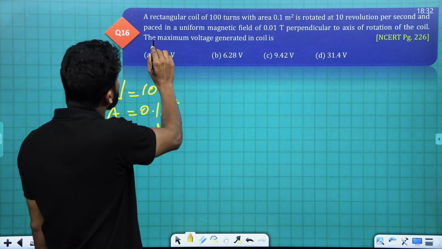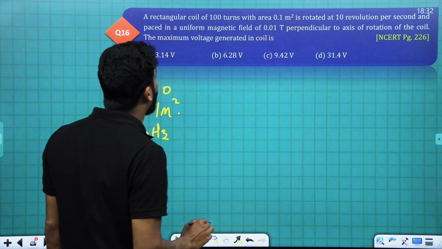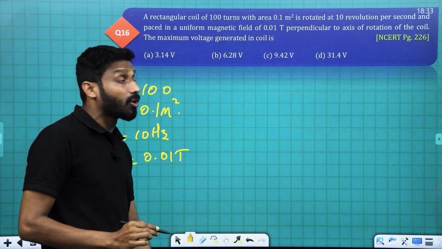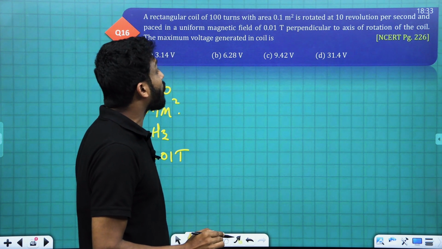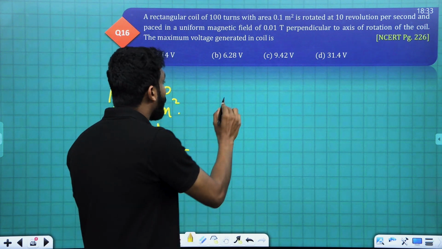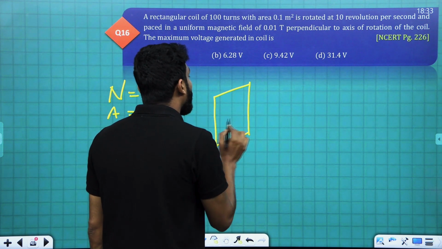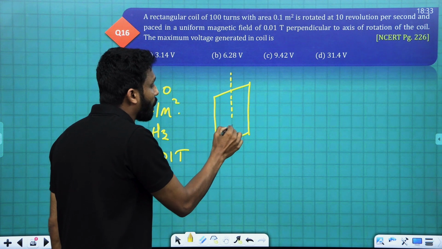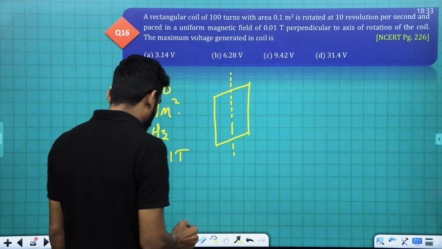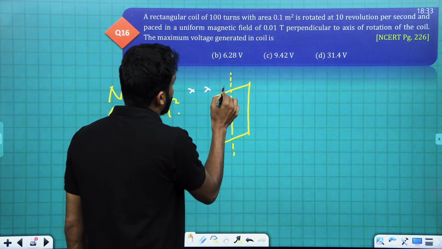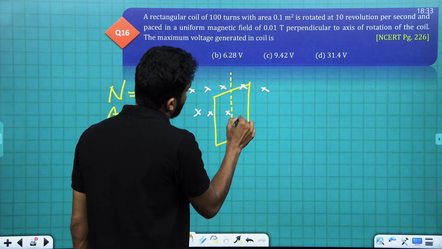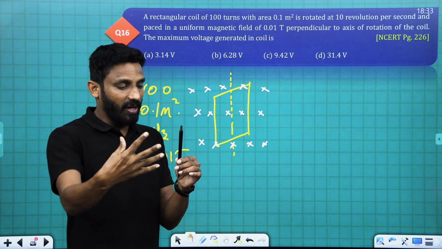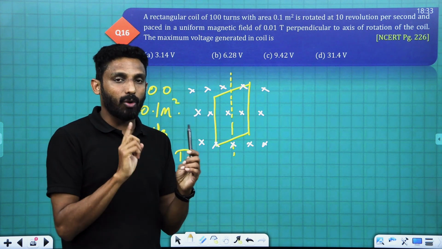And placed in a uniform magnetic field of 0.01 Tesla. The rectangular coil is placed in a magnetic field of 0.01 Tesla, perpendicular to the axis of rotation of the coil. See, let this be the axis of rotation of the coil. Then perpendicular to this one, the field is set. Magnetic field intensity is directed into the plane, and here is the plane rotating like this.